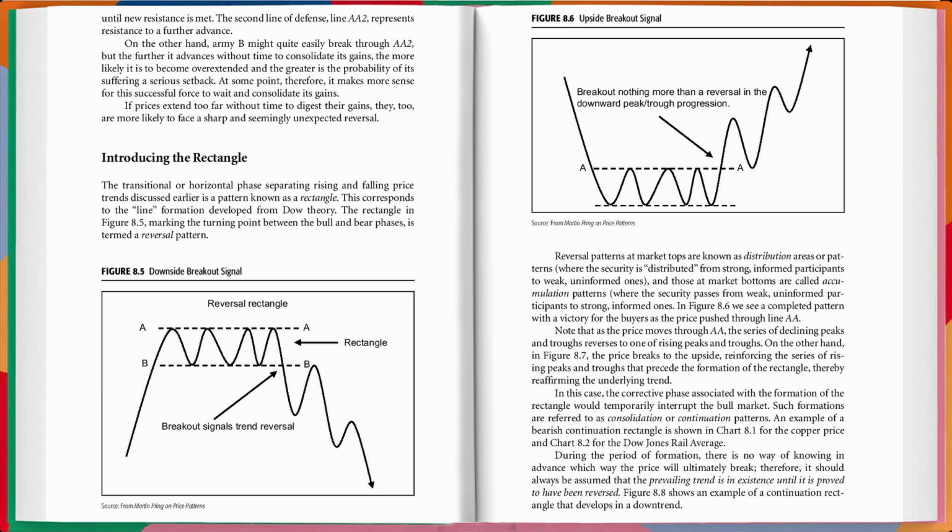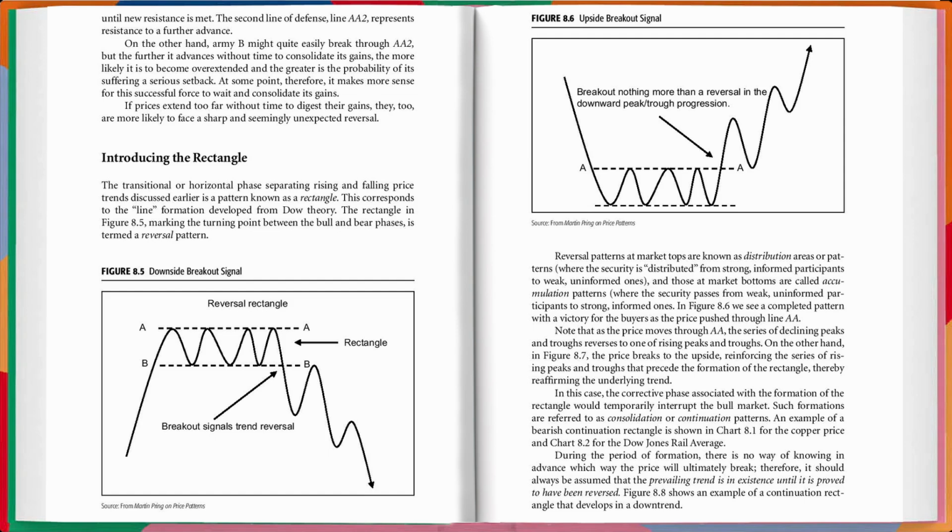Introducing the rectangle. The transitional or horizontal phase separating rising and falling price trends discussed earlier is a pattern known as a rectangle. This corresponds to the line formation developed from Dow theory. The rectangle in Figure 8.5, marking the turning point between the bull and bear phases, is termed a reversal pattern. Reversal patterns at market tops are known as distribution areas or patterns, where the security is distributed from strong, informed participants to weak, uninformed ones.